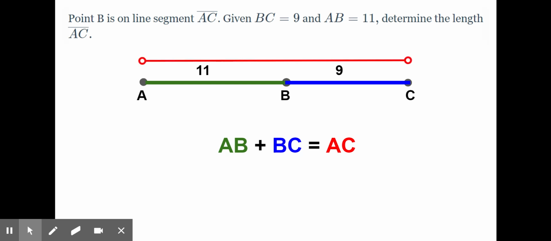So all we need to do now is fit those numbers in. AB is 11, BC is 9. We add those together, it gives us AC. 11 and 9 is 20. So the length of AC is 20.